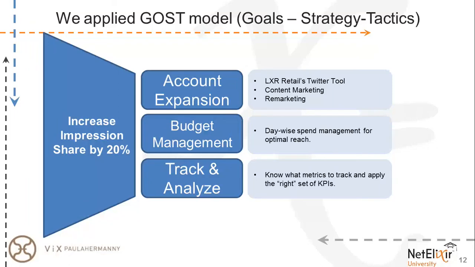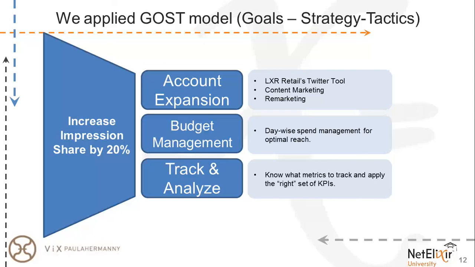So like we always do, we applied the GOST model. Now in this GOST, G and O stand for goals and objectives. So the goal here was to increase the impression share by 20%. And S stands for strategies or strategic initiatives. And the three initiatives were controlled account expansion, effective budget management, and using the right metrics as well as the KPIs to track performance.